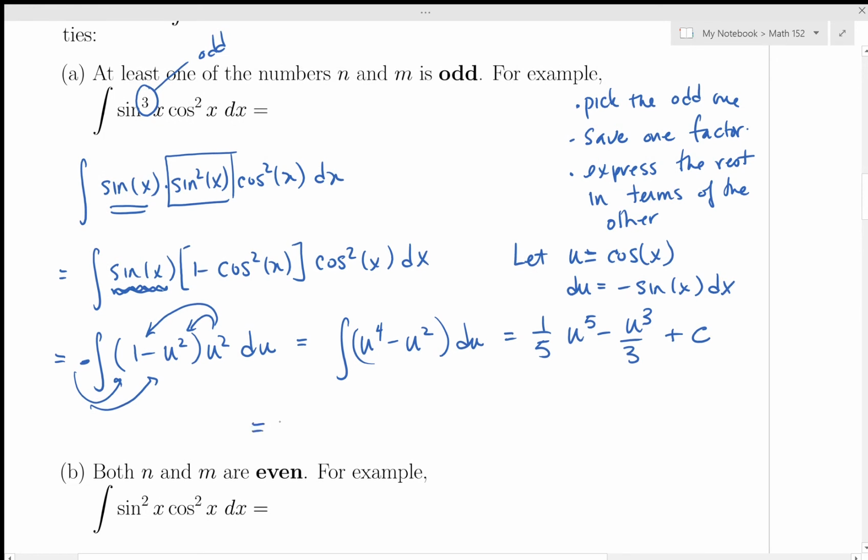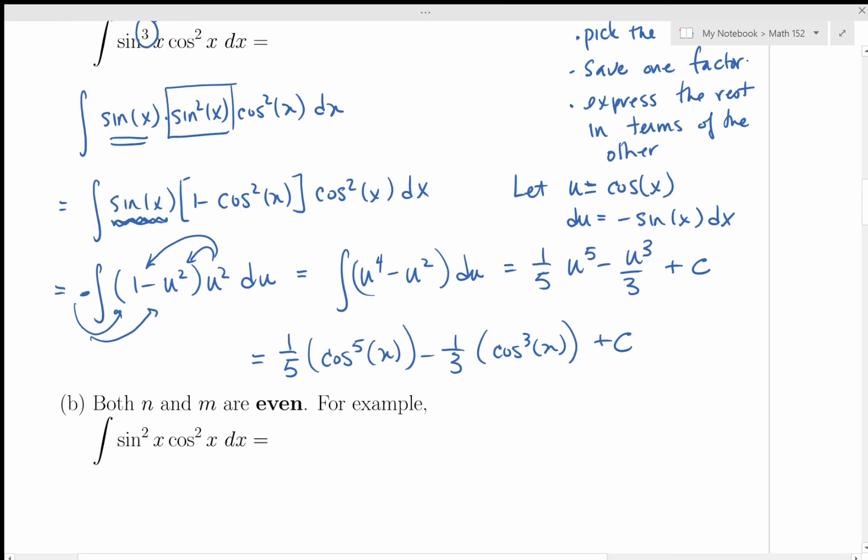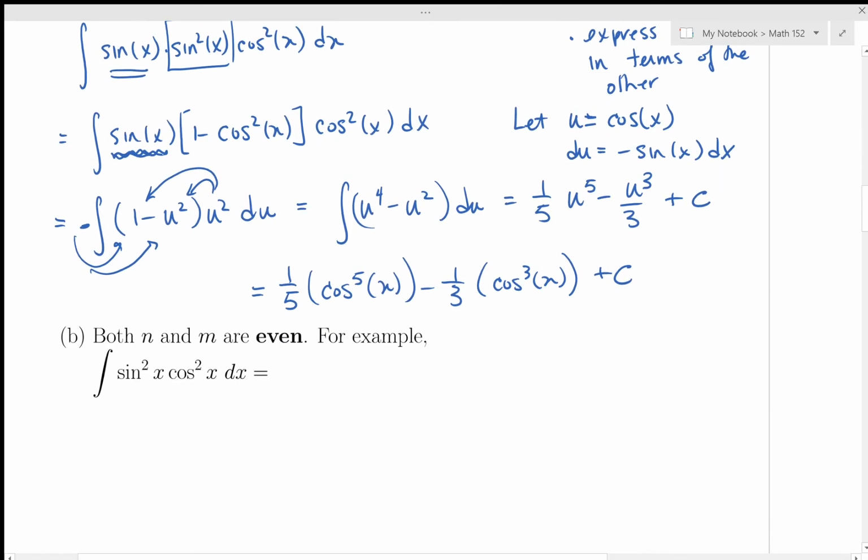It is equal to 1/5 u to the 5th. Well, u is the cosine, so this is cosine to the 5th of x minus 1/3 cosine cubed of x plus the constant. Okay, again, of course, check by differentiating. That's possibility 1 when you have a product of sines and cosines. Possibility 2, they are both even.